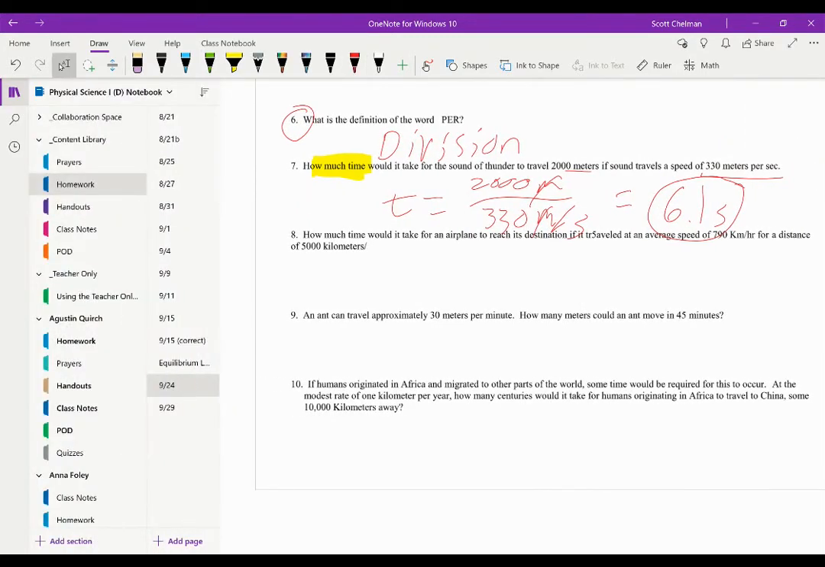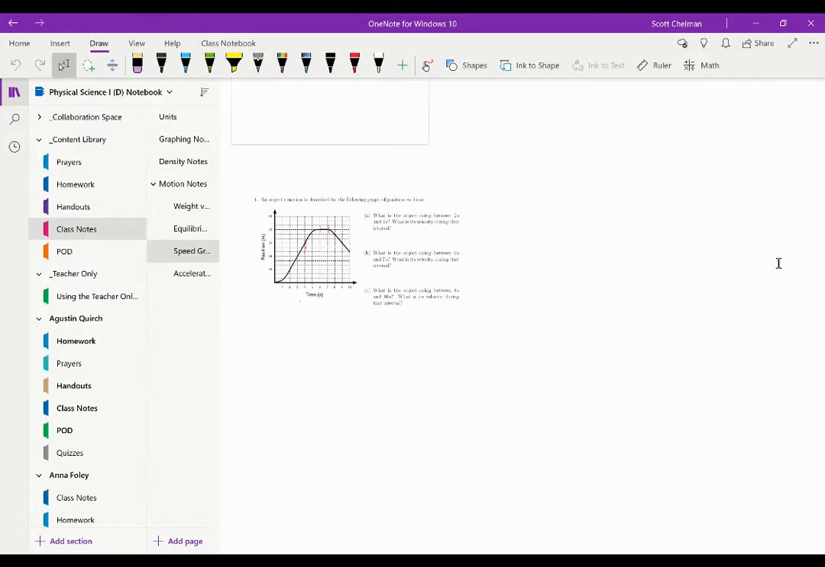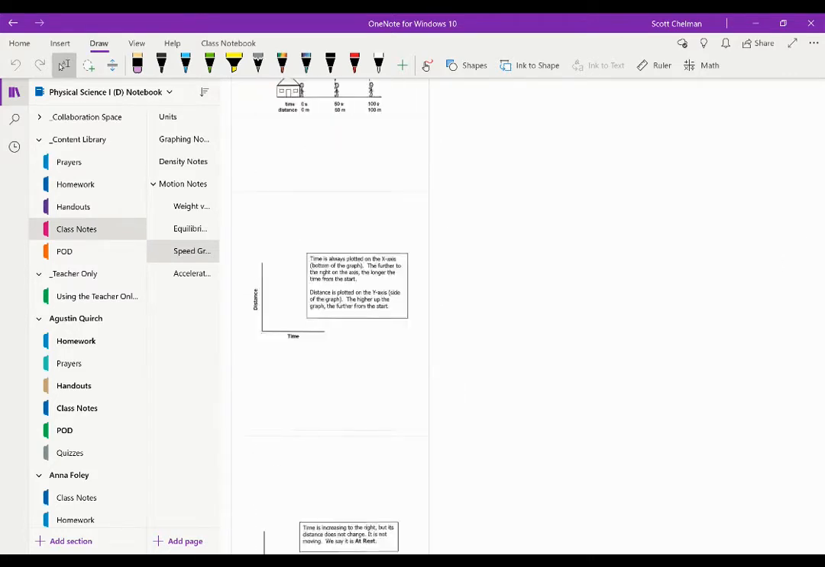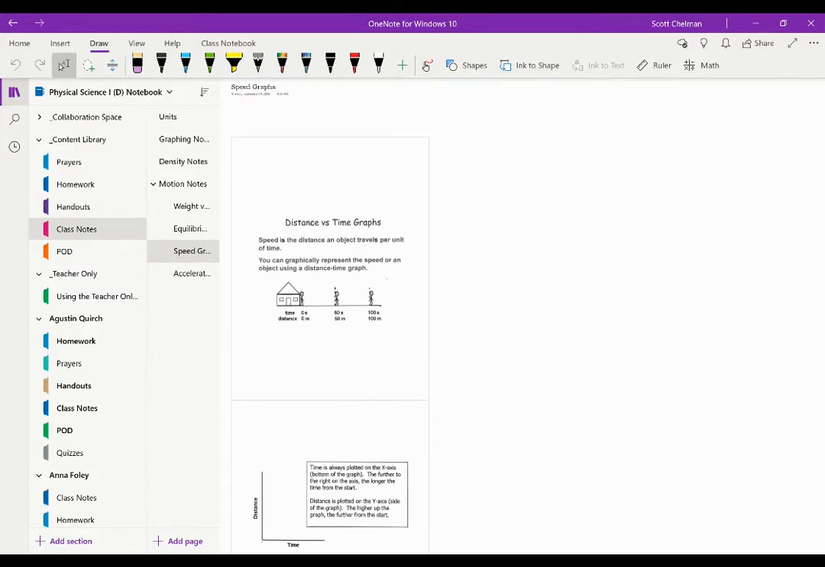Okay. Now, if you would, I gave you more gifts. In the class notes, you have something called speed graphs. Let's go to that.